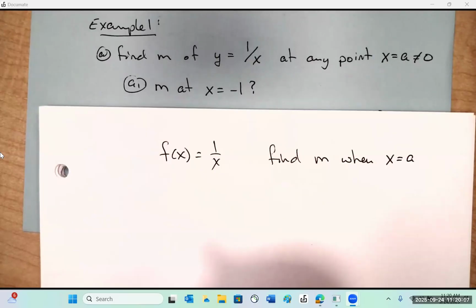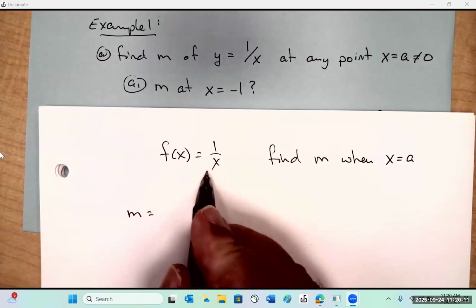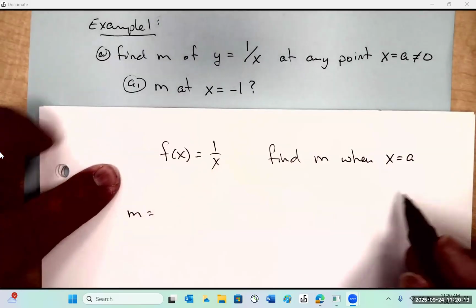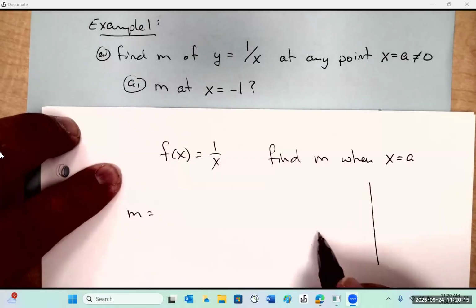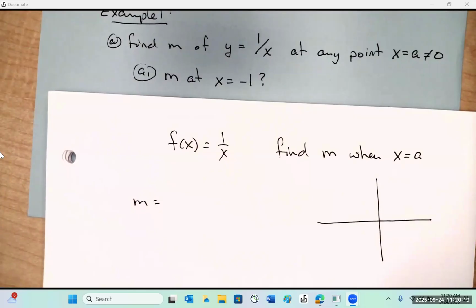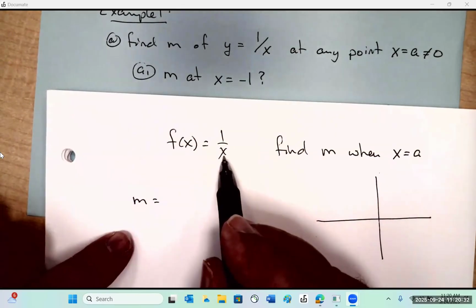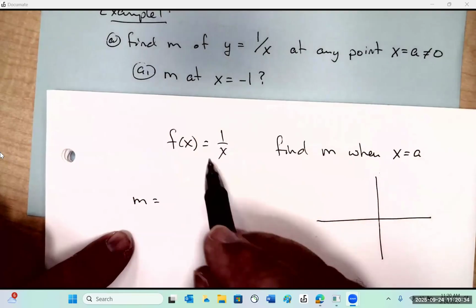How do we do that? Well, to find the slope, remember our formula for a slope? What does this curve look like to begin with? What does 1 over x look like? Right, because as x gets bigger, what happens to the function?